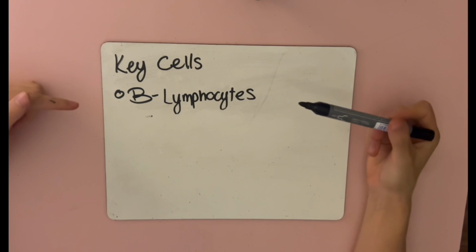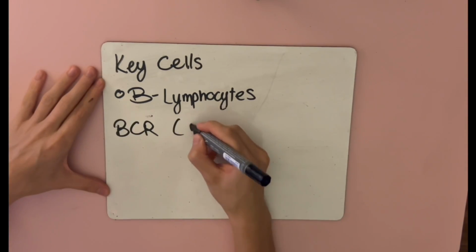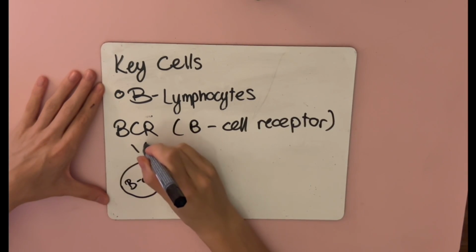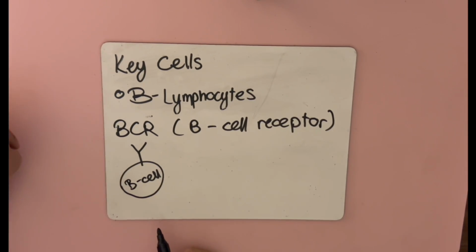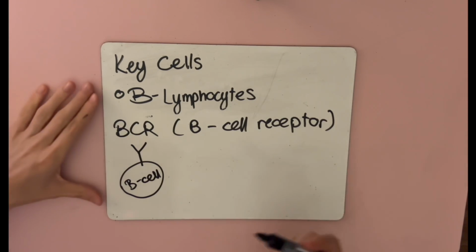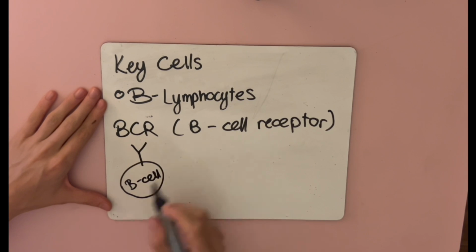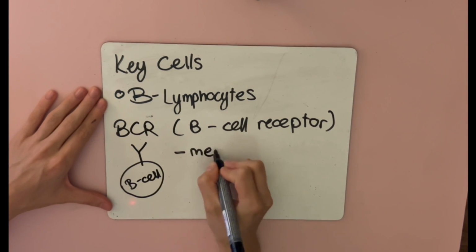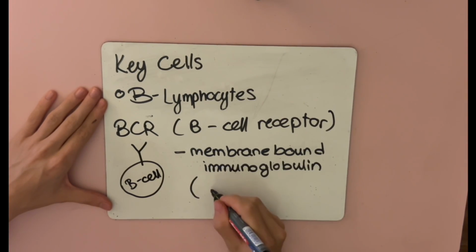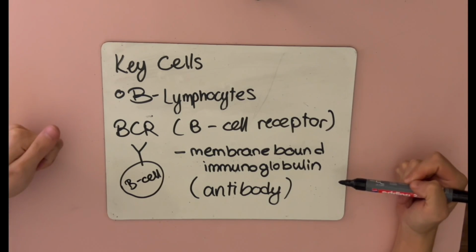Each B lymphocyte expresses a B cell receptor. So this is our B cell, and on top of it there is a Y-shaped receptor, which is a membrane-bound form of an immunoglobulin, aka an antibody. So if we ask you what a B cell receptor is, you say it's membrane-bound, and you say it's an immunoglobulin, aka a type of antibody. And now you know what a B cell receptor is.